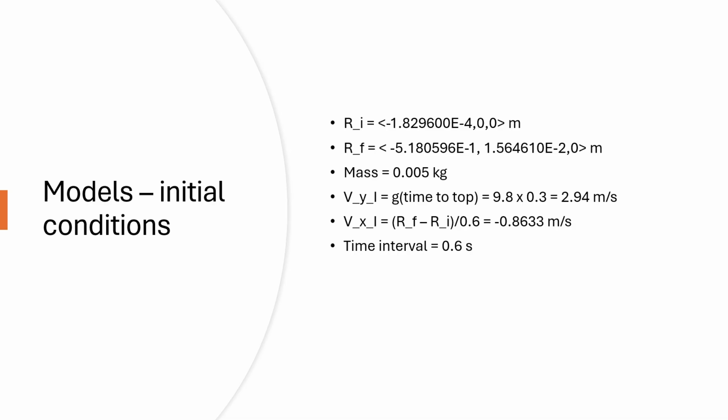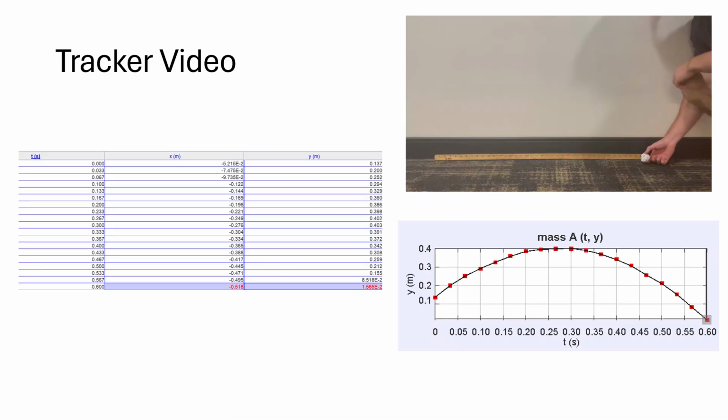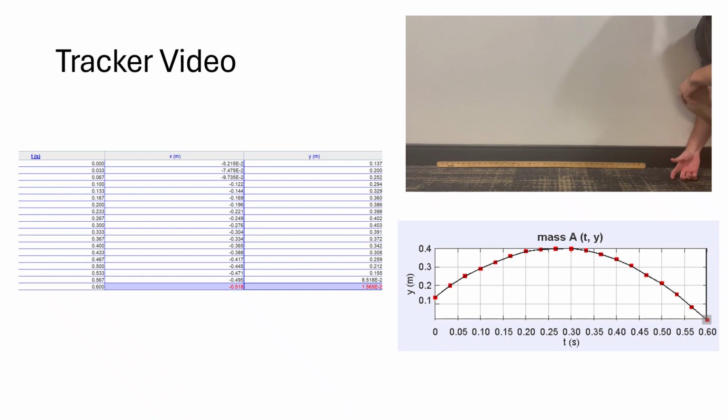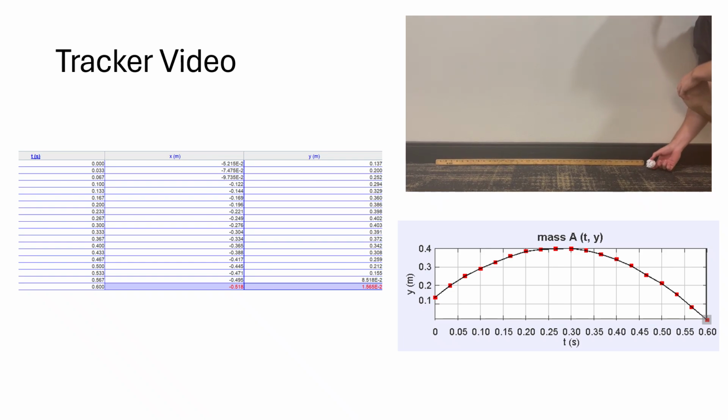The initial velocity in the x direction was calculated using the change in the position in the x direction divided by the change in time. Thus, I was able to get negative 0.8633 meters per second. The time interval of my experiment was 0.6 seconds. And here's my Tracker data. On the left is a table of the ball's trajectory in the y and x direction versus time, and on the right is a graph of the paper ball's trajectory in y versus time, along with the original Tracker video.